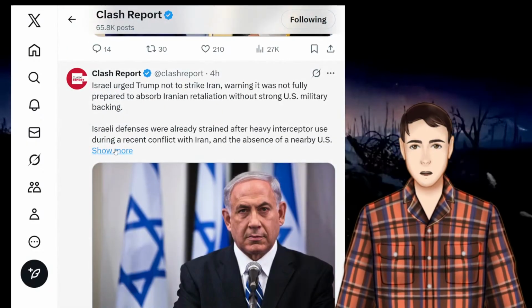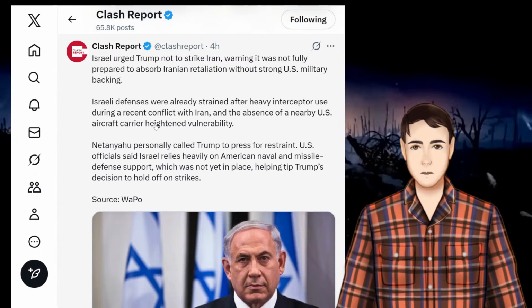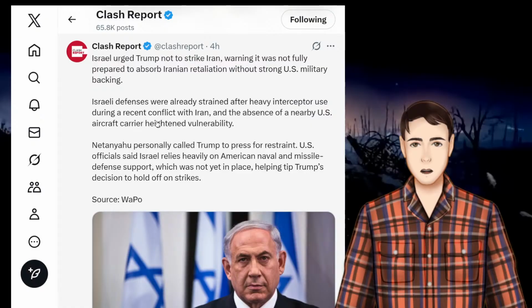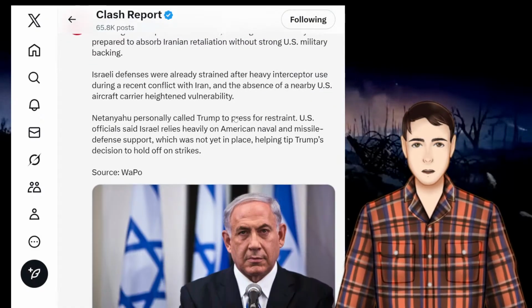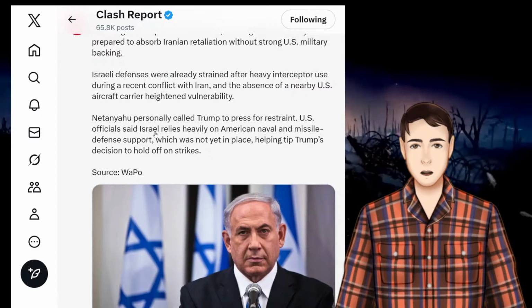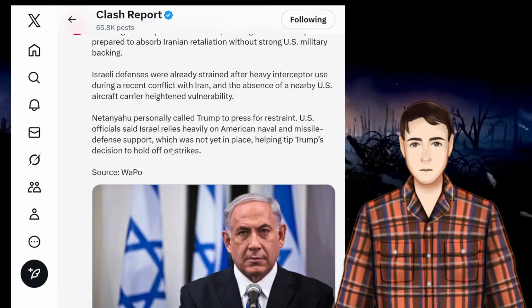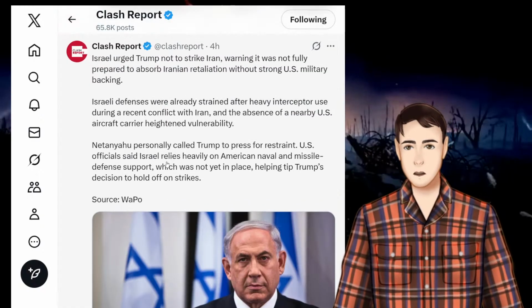All right. Israel urged Trump not to strike Iran, warning that it was not fully prepared to absorb Iranian retaliation without strong U.S. military backing. Israeli defenses were already strained after heavy interceptor use during a recent conflict with Iran, and absence of nearby U.S. aircraft carrier heightened vulnerability. Netanyahu personally called Trump to press for restraint. U.S. officials said Israel relies heavily on American naval and missile defense support, which was not yet in place, helping tip Trump's decision to hold off the strike.